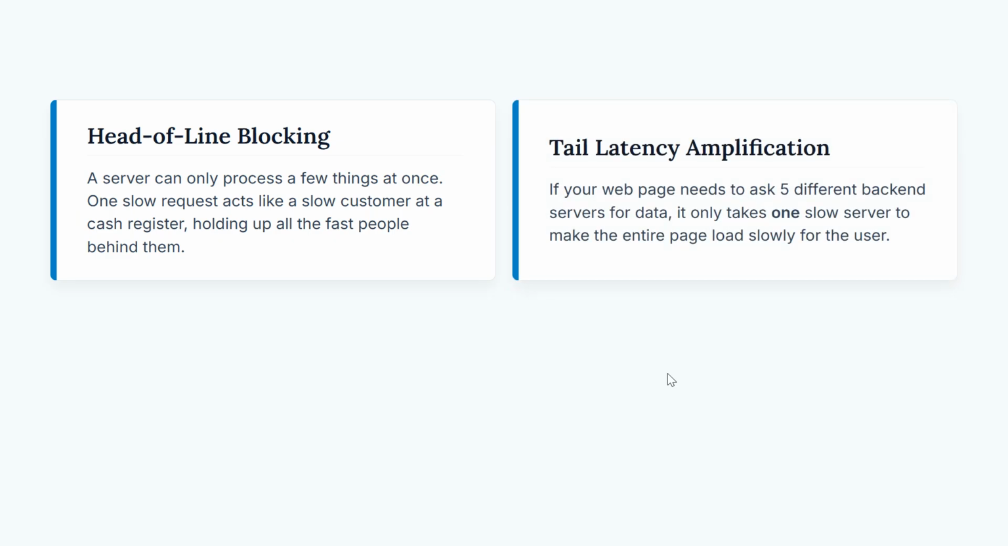Second is tail latency amplification. Modern web pages are complex. When you load a page, it might ask 5 different backend servers for data. The page will not finish loading until the very last server replies. So, it only takes one single slow server to ruin the experience for the user. We must measure performance properly, or we will never know our users are suffering.